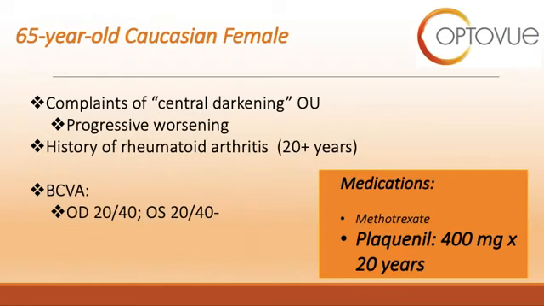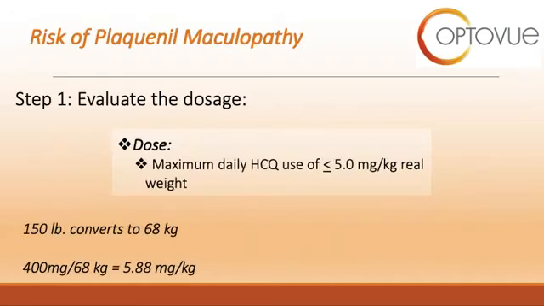She was otherwise healthy. So the first step that the AAO says is look at the dosage. So I put up here, recall the ideal dosage should be a maximum daily use of less than or equal to 5 milligrams per kilogram. So the first question to ask the patient is, how much do you weigh? And hopefully they're going to be honest with you.